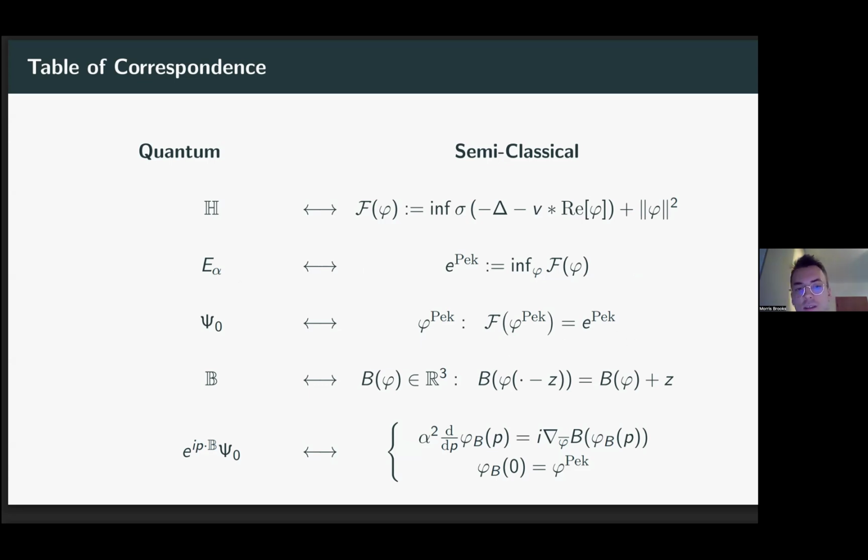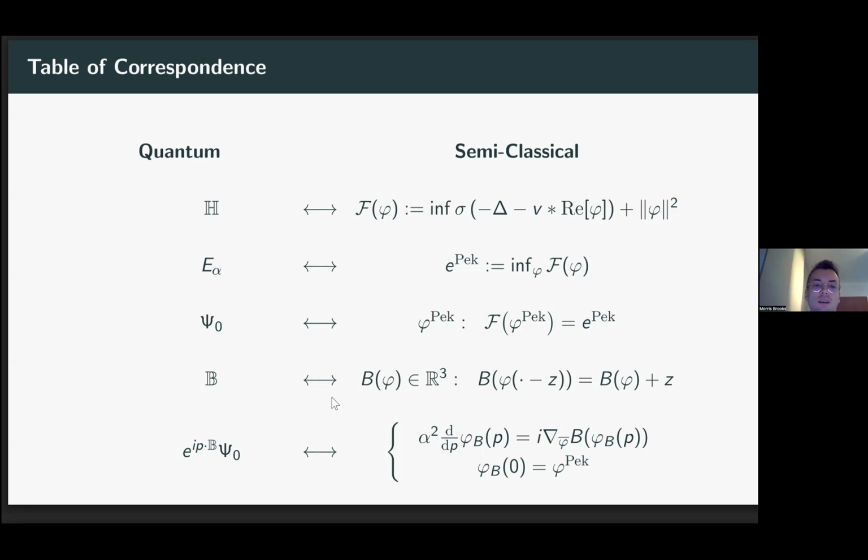Okay, very believable still. Now, generally, operators correspond semi-classically to functionals again. So instead of having a boost operator B, we have a boost functional, which takes L2 functions phi as input and assigns them a three-dimensional vector. And we have the boost relation, so we cannot take any boost operator B. On the semi-classical side, the boost relation reads: if you feed the function B with a function phi that is shifted by some value z, then you just get B of phi plus z. So it's still translation symmetric in some sense.